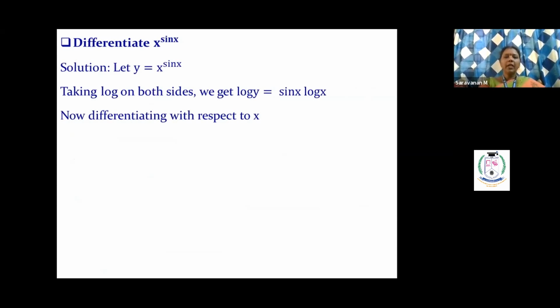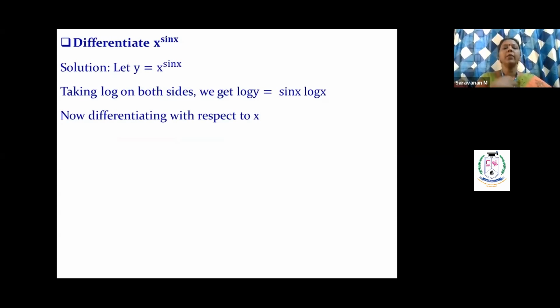Now, we'll proceed with one or two questions for that logarithmic function. Here, differentiate x power sin x. In this we can't apply the differentiation straight away, right? We have the algebraic term with the trigonometric as a power, so we can't straight away find the derivative. To find the derivative easily, we are going to apply the logarithmic function.